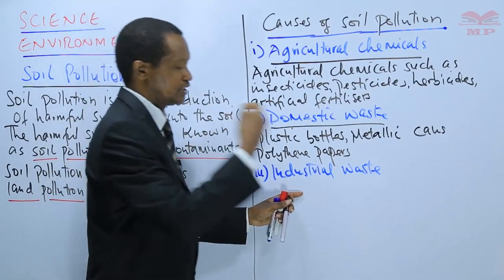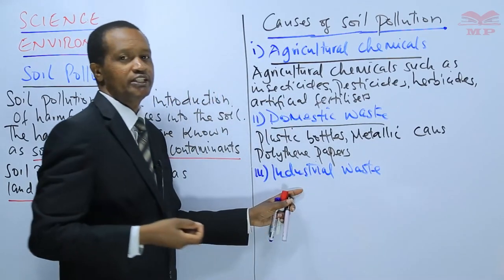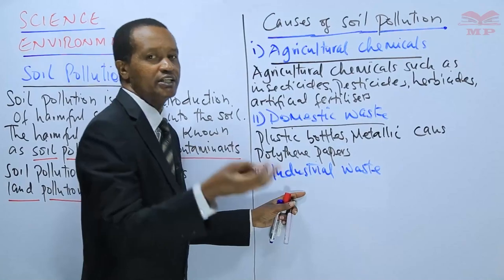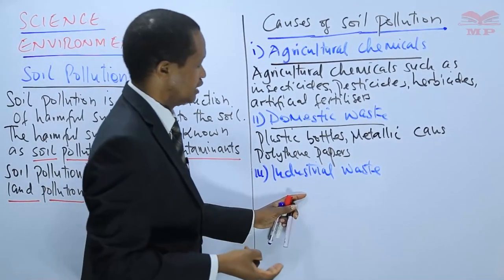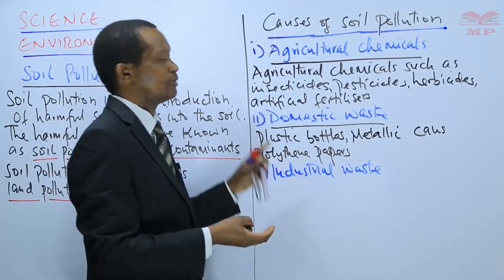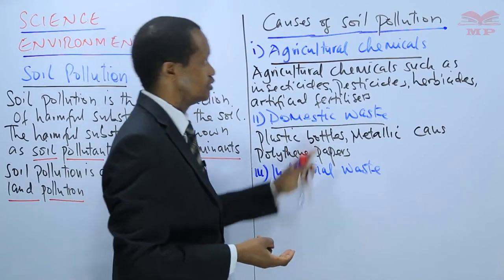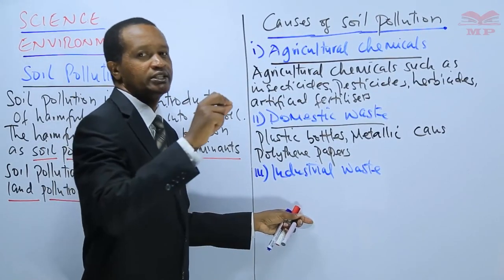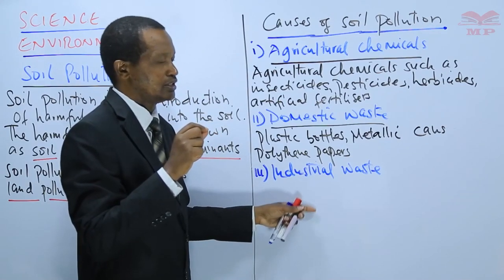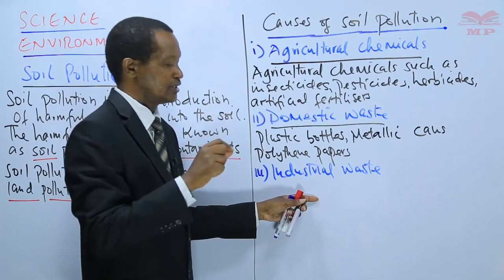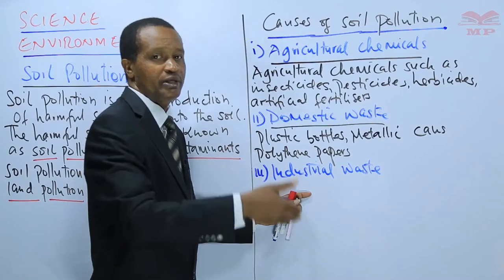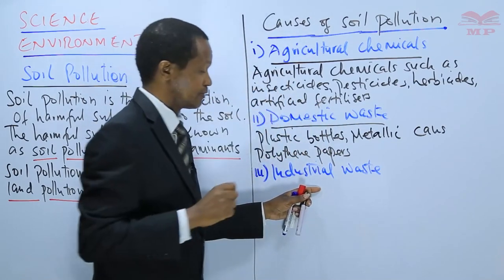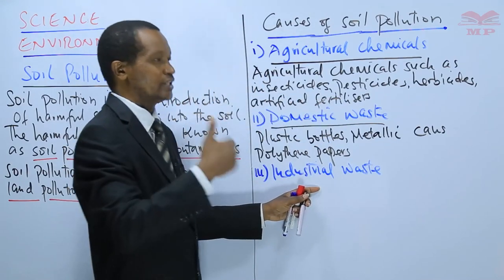Learners, in the process of manufacturing or in industrial activity, there could be remains of rubber, remains of plastic, metal remains, and so on. If you have such remains and the remains are not properly dumped or disposed, then that can lead to soil pollution. The metallic industrial waste, rubber remains, plastic remains and glass remains are waste that are in solid form.